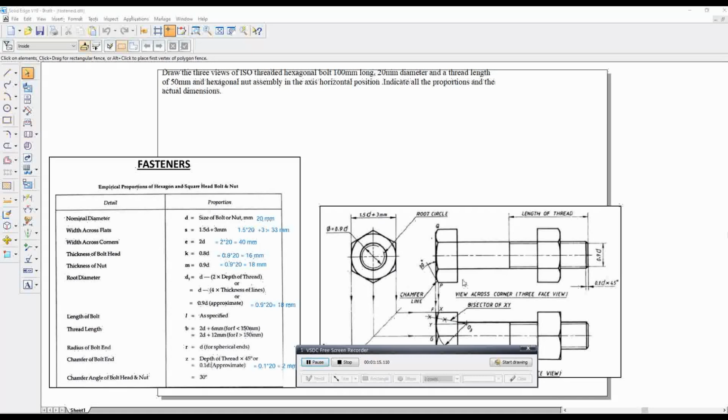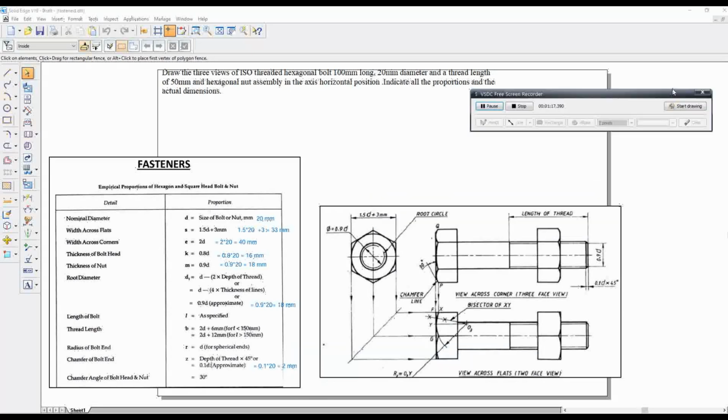Thickness of bolt head. This is the bolt head, and this is the thickness of the bolt head. This is 0.8d. Then thickness of nut. This is a nut, and this is the thickness of the nut. Thickness of the nut is 0.9d. Thickness of bolt head is 0.8d. Thickness of nut is 0.9d.